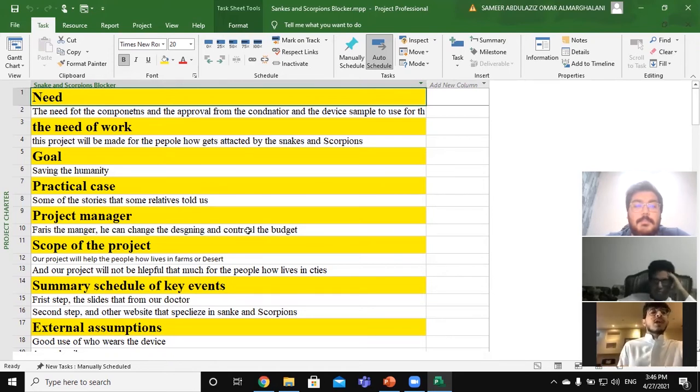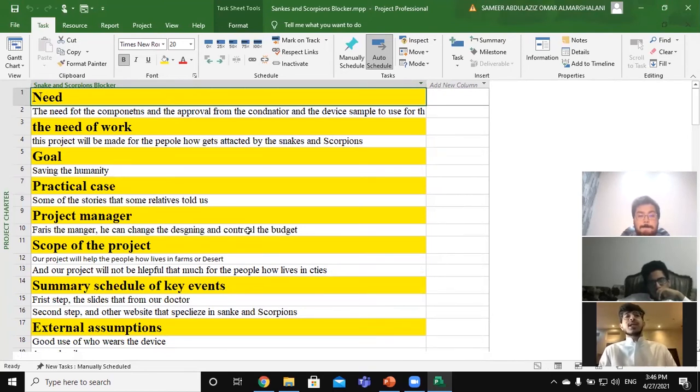Here we have a need. The need of our project is the need for the component and the approval from the coordinator and device symbol for you to use for this project. And also the second thing in the project charter, we have the need of the work. What is the need of the work? This project will be made for the people who get attacked by snakes and scorpions. And the goal for this project is saving humanity.